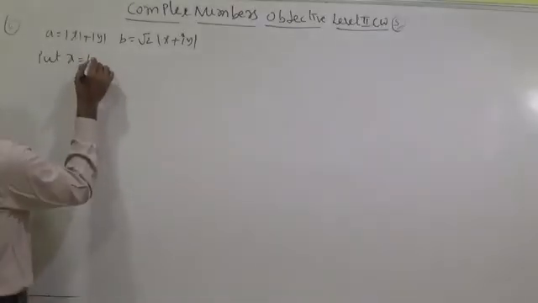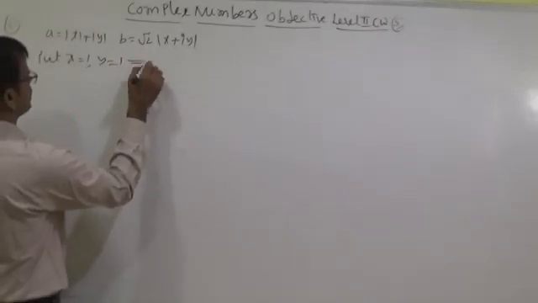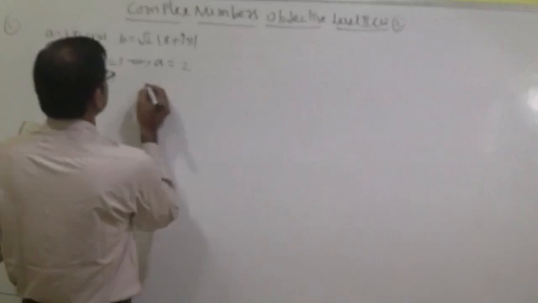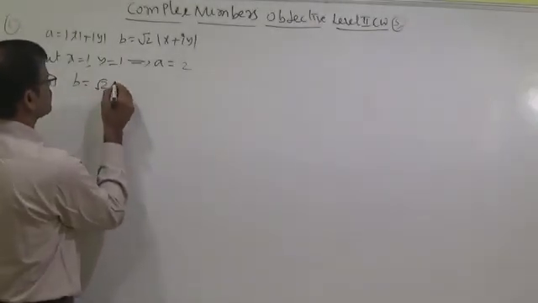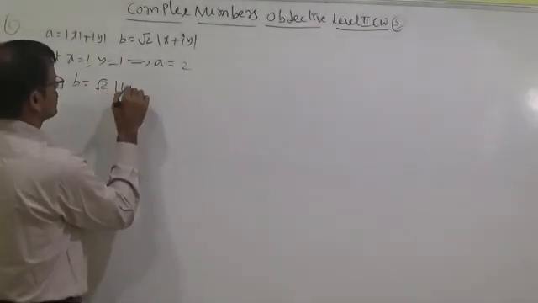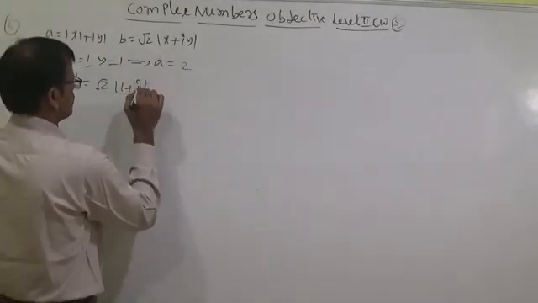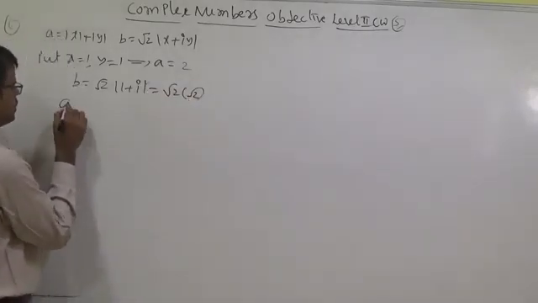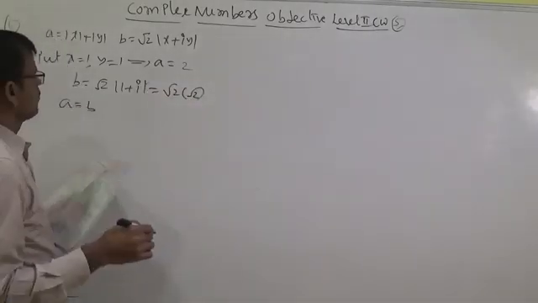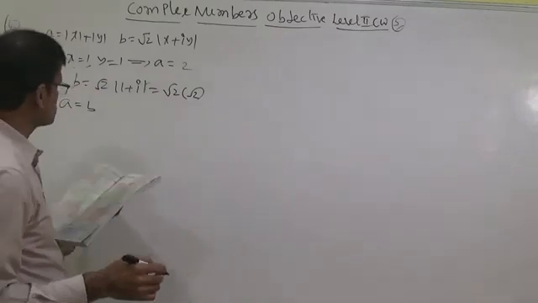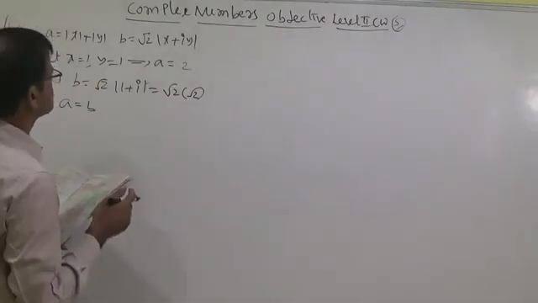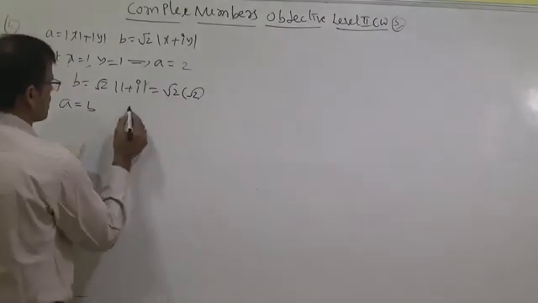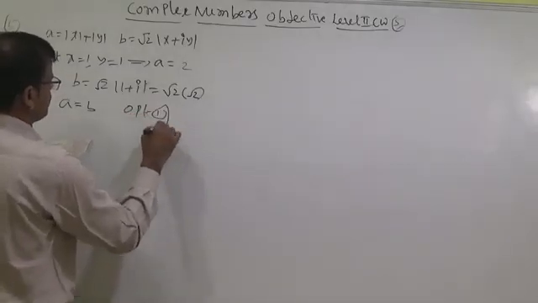Put x is equal to 1, y equal to 1. That implies A becomes modulus of 1 plus modulus of 1, which is 2. So A is equal to 2, and B is equal to root 2 into modulus of 1 plus i, which is root 2 into root 2, which is 2. So A is equal to B. Checking the other cases, the equality holds only for the first option. Option 1 verified.